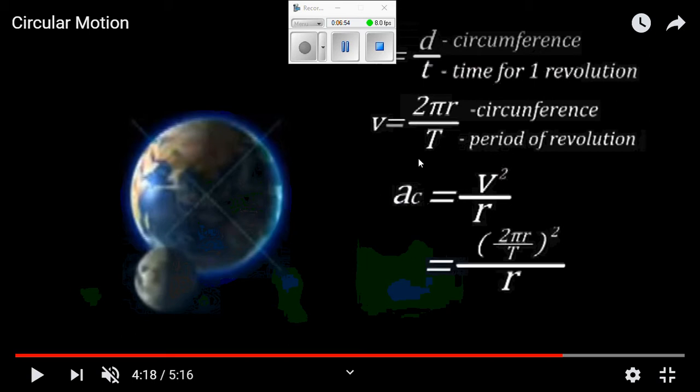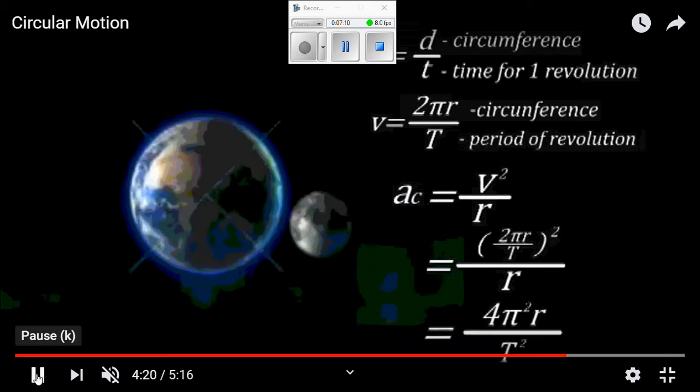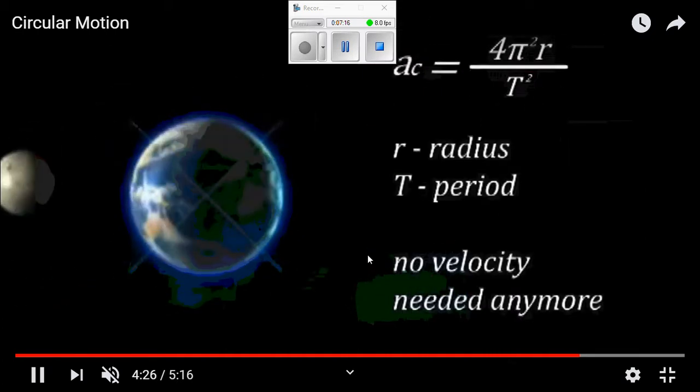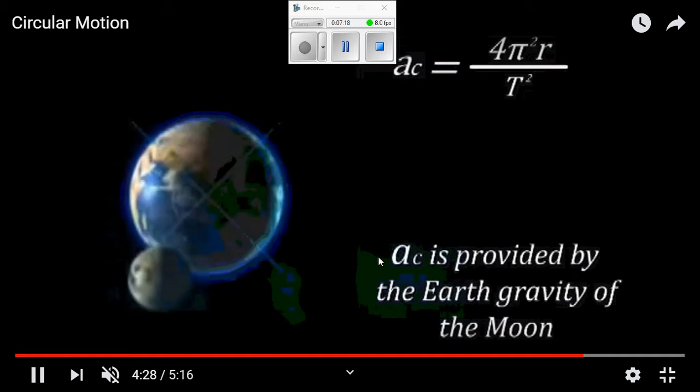Now, what is T? T is a value of time, but it's a very specific value of time. It is the period of revolution. In other words, how long does it take the moon to go around the Earth? And there you get a new formula. That formula is also on your formula sheet: a new formula for centripetal acceleration.